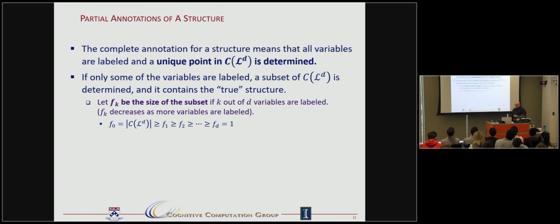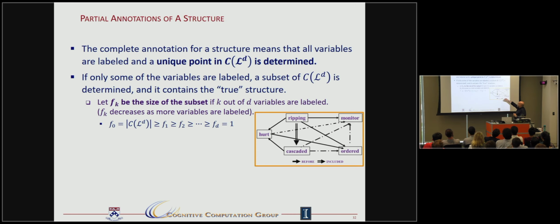The idea is that if I give you a complete annotation, I determine a unique point in this C of L to the D. In most cases, I'm going to give you a partial annotation, and there what I have is a subset of configurations that is still possible. This subset should contain the true one, and I'm going to denote by Fk the size of the subset if k out of the D variables are already annotated, already labeled. This is the case here when I've labeled a few of them, and I'm dealing with F4 or something like this.